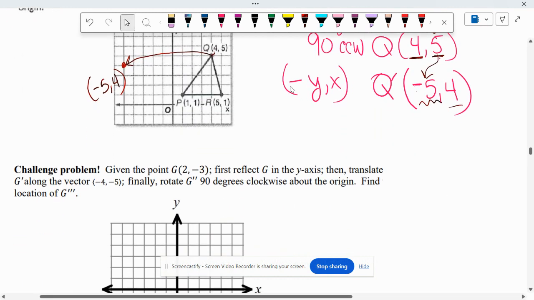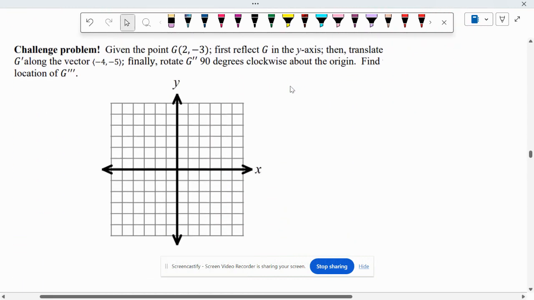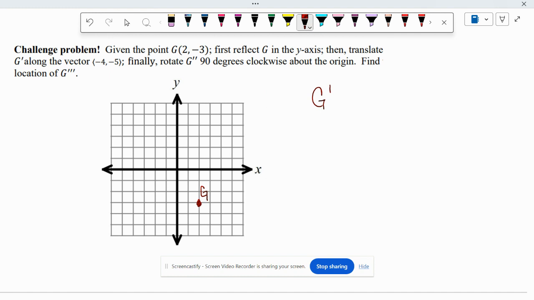Okay, let's look at this challenge problem. Start with the ordered pair (2, -3). Call it point G. We're going to reflect G in the y-axis. So what does that look like? Where is G prime? Tell me the new ordered pair of G prime. It's going to be (-2, -3). Good job.